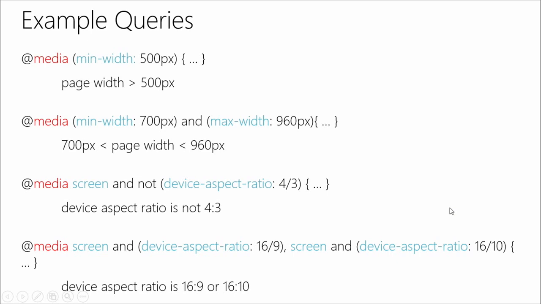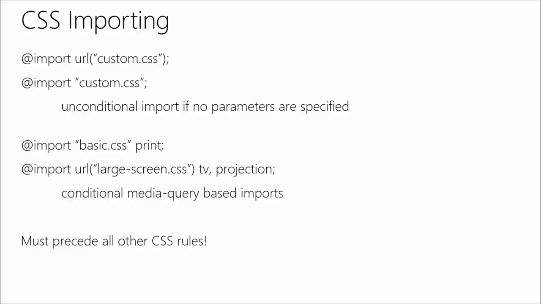These are just some of the common queries you might consider using. I think the device aspect ratio ones are not as useful as the page width ones, and in fact those are the ones we're going to be working with. We're going to add all these into the page that we created in module 3, so we're going to make our module 3 page a bit more responsive. The elements will resize based on your page width. One last thing is CSS importing before we get to that example.